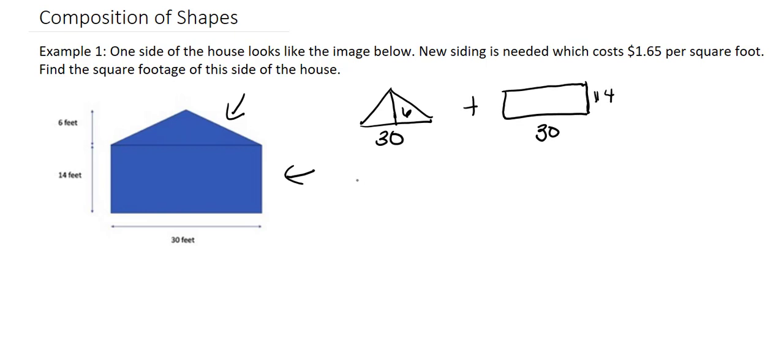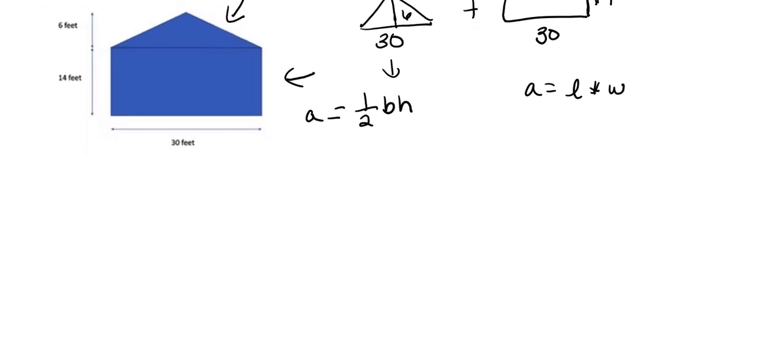So what is our formula for the area of a triangle? It's 1/2 base times height. And then this area is length times the width. So let's go ahead and do that. Well, this one is 1/2 times the base, which is 30, times the height, which is 6.